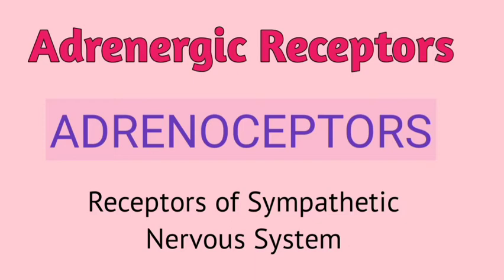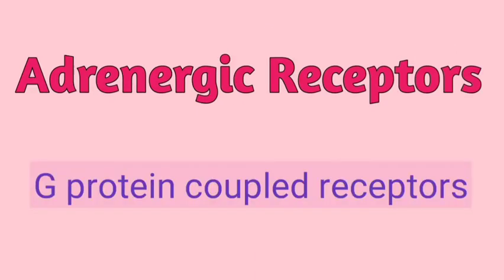Adrenergic receptors are mainly G protein coupled receptors, which means that when the neurotransmitter binds to the receptor, it will interact with the G protein, which after stimulation will activate or inhibit certain enzymes depending on the type of G protein and mediate the functional changes in the cell.